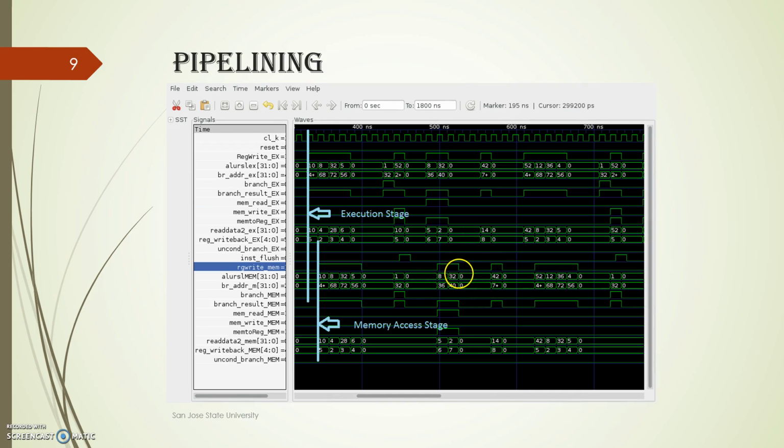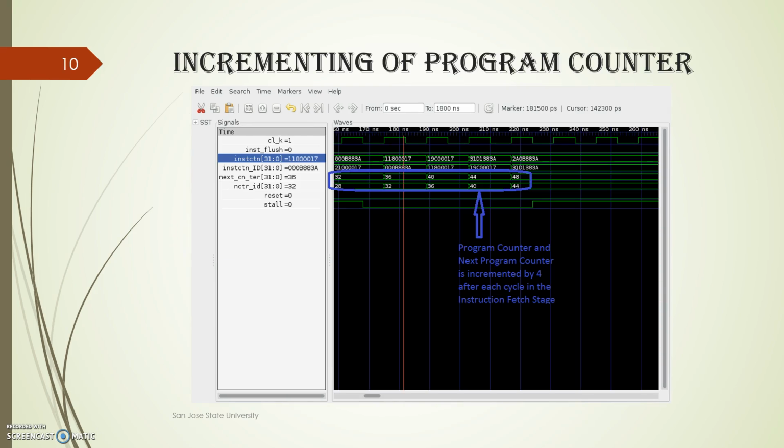Here in this particular timing diagram, we can see how the pipelining has been verified using Verilog. That is, in each cycle, a different stage of the pipelining is executed. The execution stage is followed by the memory access stage, followed by the write back stage, etc. Next, in the fetch stage we can see that the program counter as well as the next program counter is incremented by a value of 4 in each cycle.